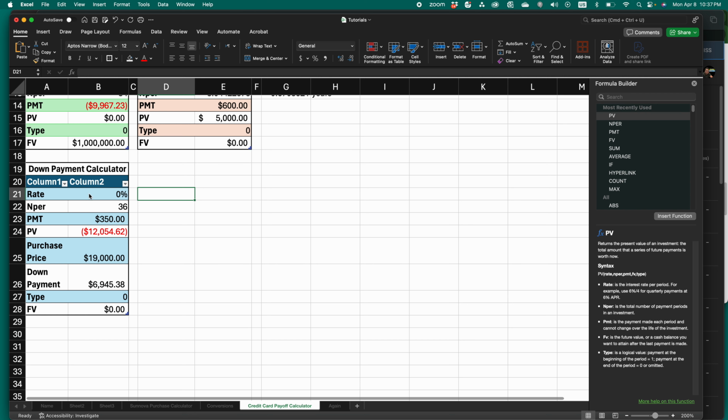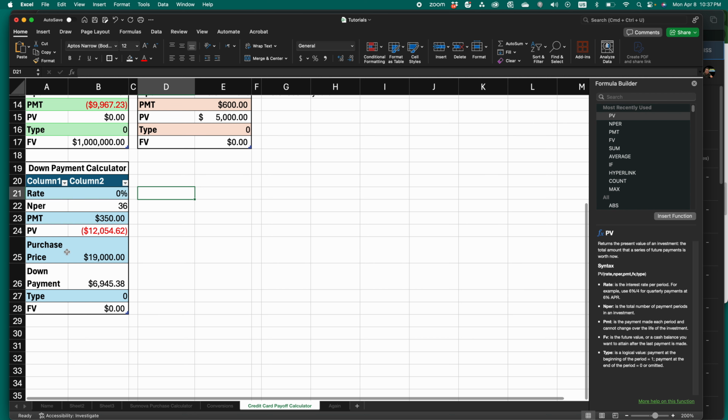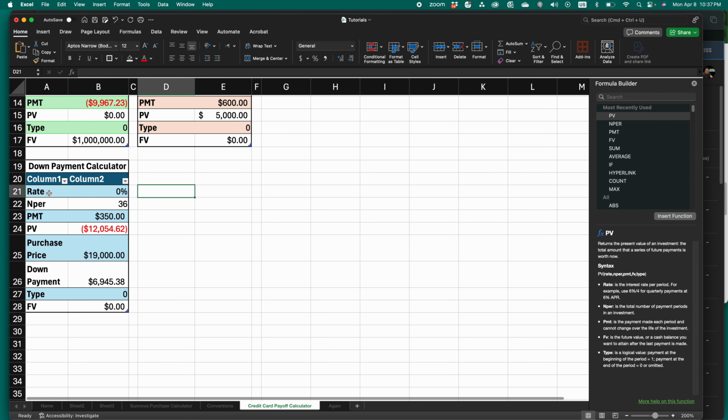So it's a similar calculator to other ones we've used in the past. You need the rate, the interest rate monthly. You need the number of periods, the number of months the payment will be. You need the payment. You need the PV, what does that stand for again? The present value. You need to add two things that we don't normally have. You need to add the purchase price and the down payment. And then you need to add the type and the future value, okay? So let's walk through this.